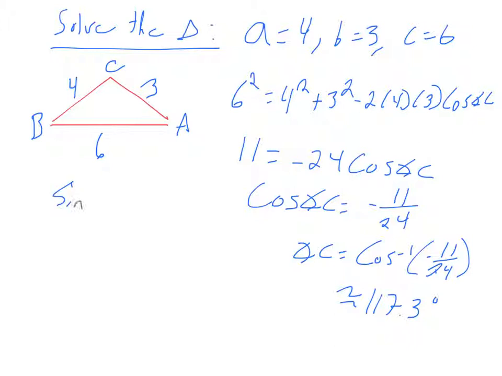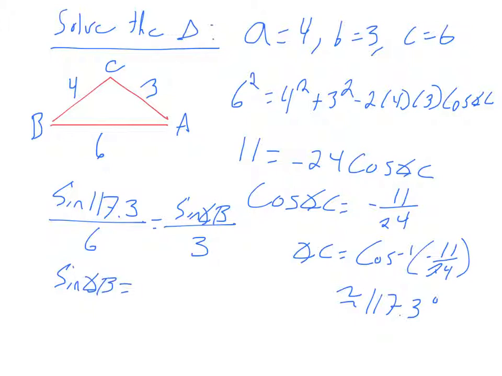So I'll do sine of 117.3 over 6, and I'll go for angle B first, equals sine of angle B over 3. So if I solve for sine of angle B, that's 3 sine 117.3 over 6. And when you're doing this, don't use 117.3 here. Use the full decimal precision in your calculator. So either use second answer from when this got spit out, or save 117.2796127, whatever it is, in a memory location in your calculator so that you're not getting an inaccurate answer.